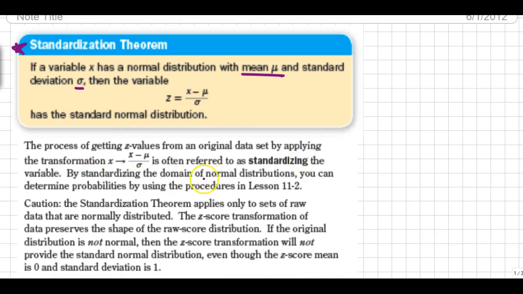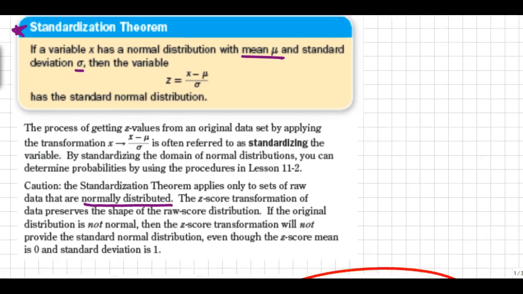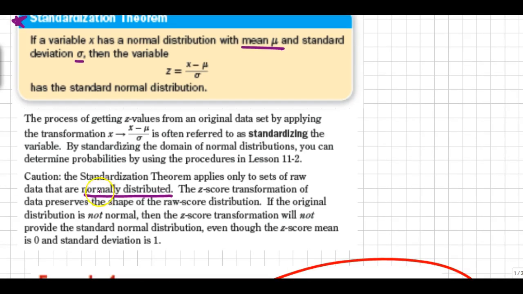When you standardize the domain of a normal distribution, you can determine probabilities then by using the processes we learned back in lesson 11.2. Be careful though, the standardization theorem only applies to sets of raw data that are normally distributed. Your hint here for when to use this process is basically the word problem will have to state that the data is normally distributed. That will have to be spoken or said somewhere in the wording.